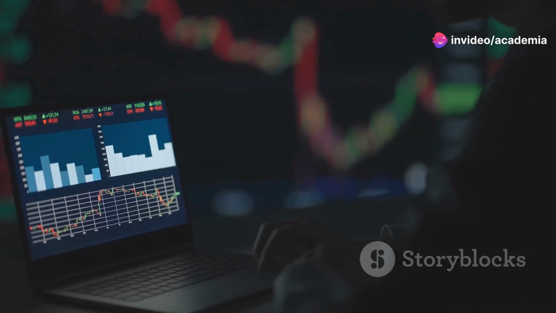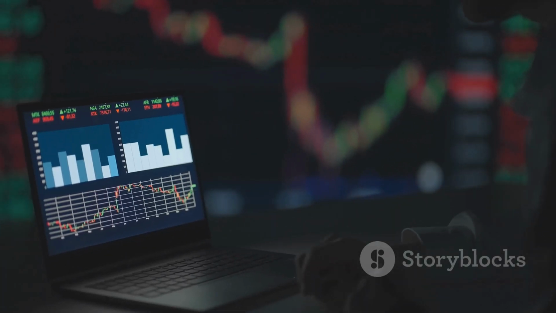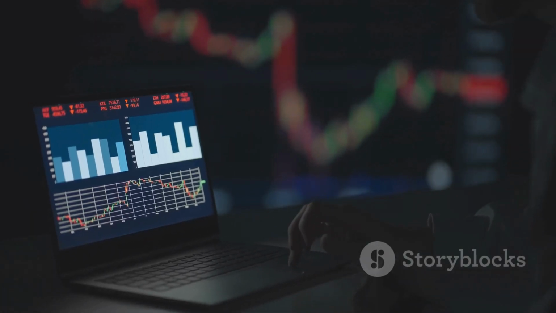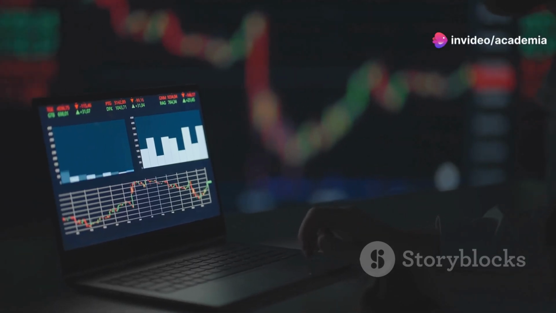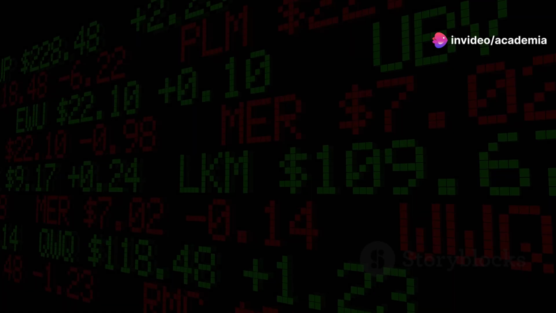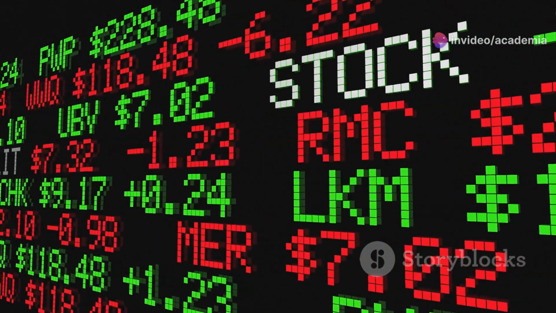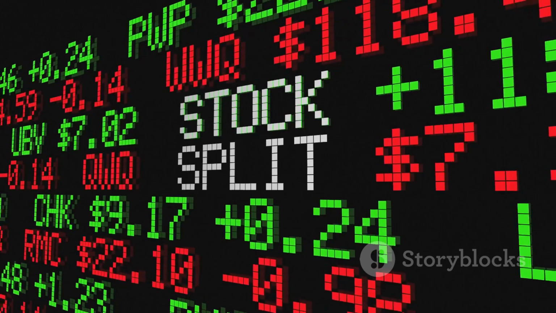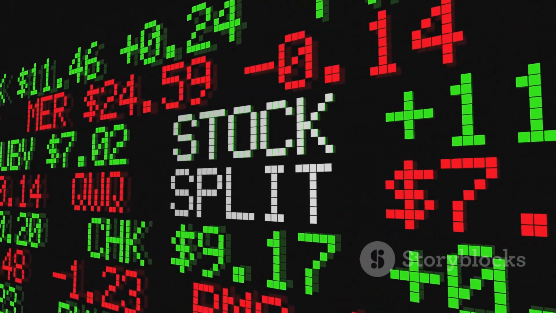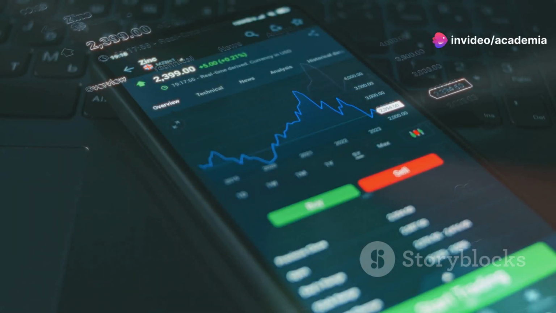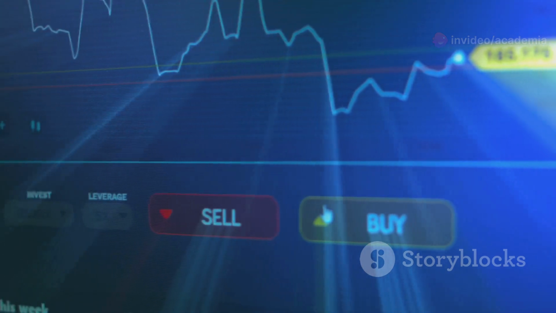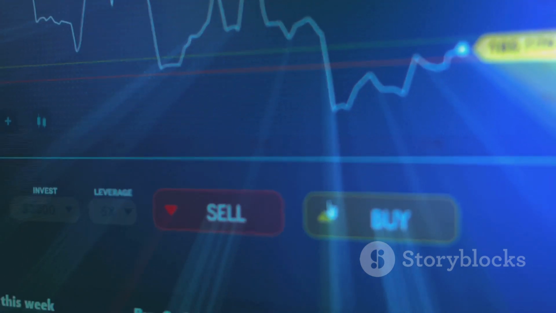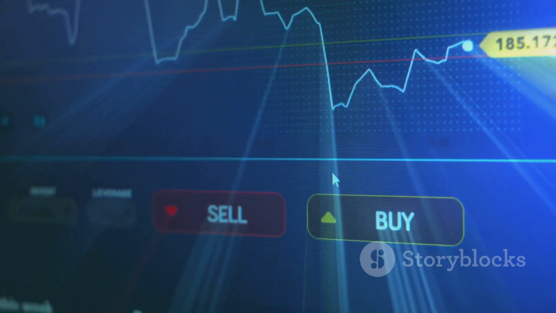Several factors influence their price. These factors can be broadly categorized into four main areas: the current price of the underlying asset, the strike price, the time to expiration, and the volatility of the underlying asset. First, the current price of the underlying asset. This is perhaps the most straightforward factor. The value of a call option is directly influenced by the price of the asset it is based on. The higher the current price, the more expensive the call option will be. This is because the option gives the holder the right to buy the asset at a predetermined price, which becomes more valuable as the market price increases.